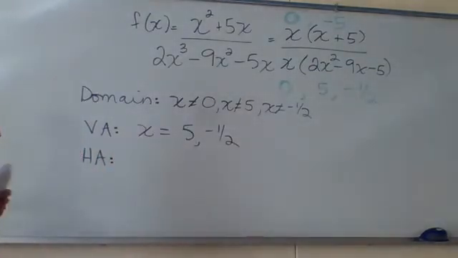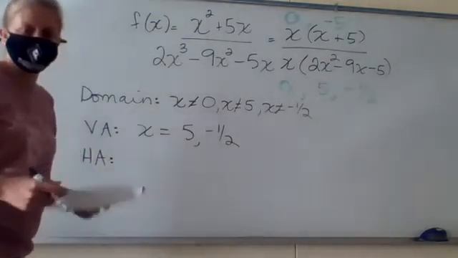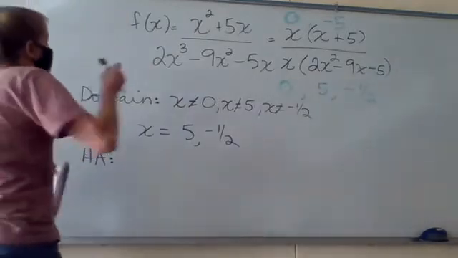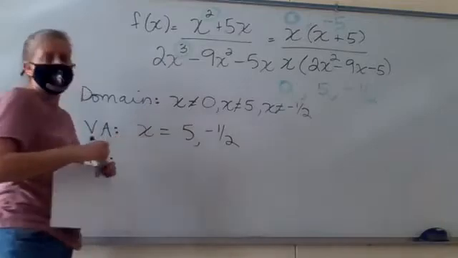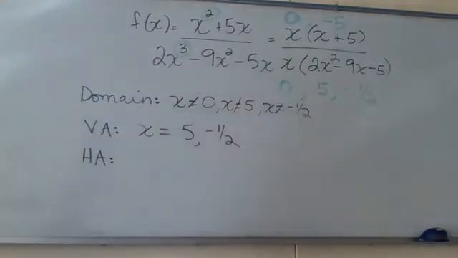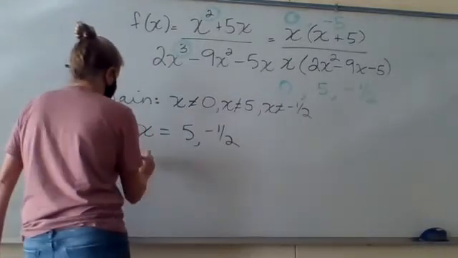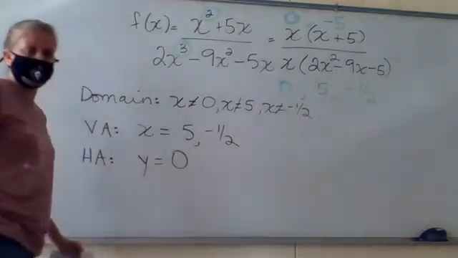It's going to ask you where the horizontal asymptote is. So what are you looking at? You're looking at the degrees, right? The degree of the top is less than the degree of the bottom. When that occurs, your horizontal asymptote is automatically at y equals 0.